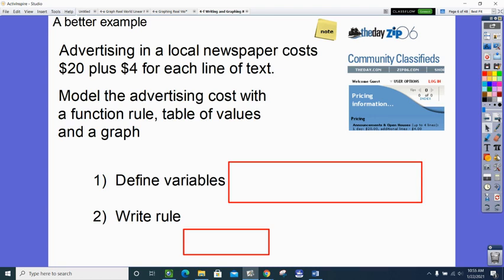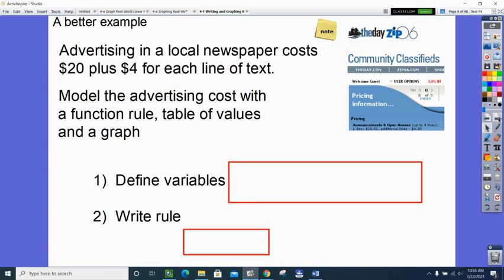All right, so advertising in a local newspaper, in this case the New London Day, costs $20 and $4 for every line of text. We don't do classifieds as much in the newspaper. They still exist, but basically you pay for an ad, and you pay a set fee and then a per line of text cost. We're going to model that advertising cost with a function rule. We're going to make a table of values, and we're going to graph it. The only thing that has changed from the last video is they didn't give us the rule. Once we have the rule, it's going to feel like what we did last time.